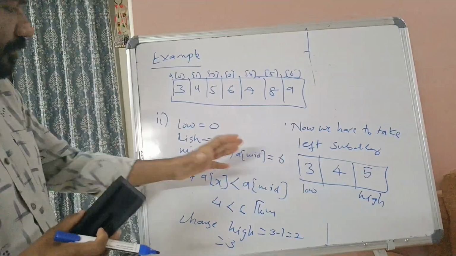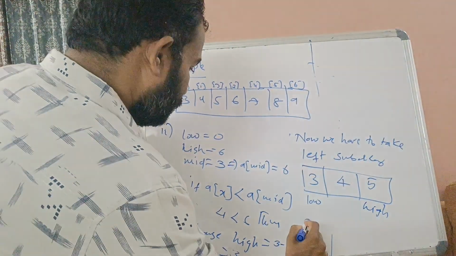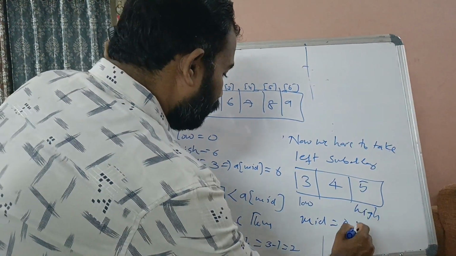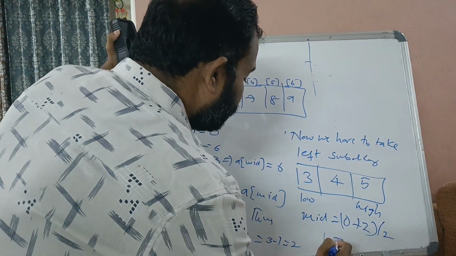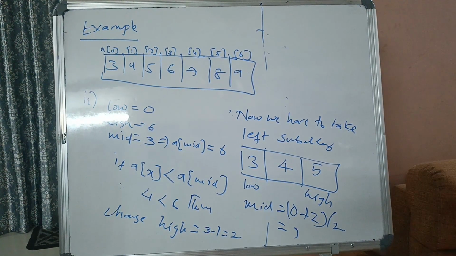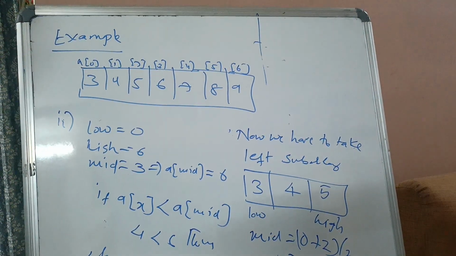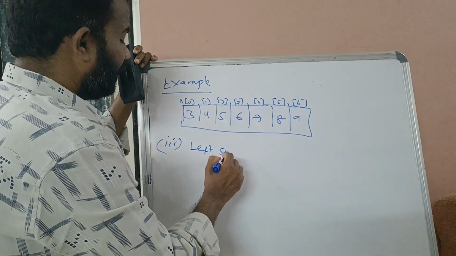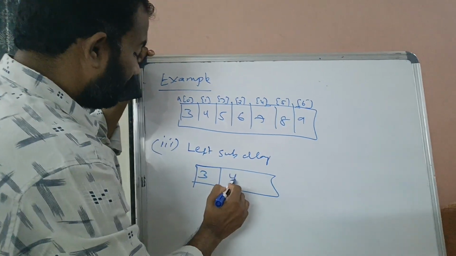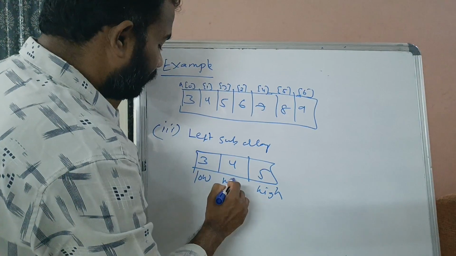This is up to the second step. Now again we need to calculate mid. What is mid now? Low plus high by 2, that means 0 plus 2 by 2. So mid is equal to 1. Now the next step. The left sub array is 3, 4, 5. This is low, this is high, this is mid.